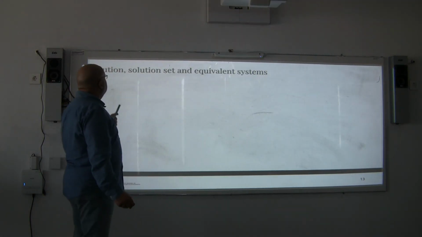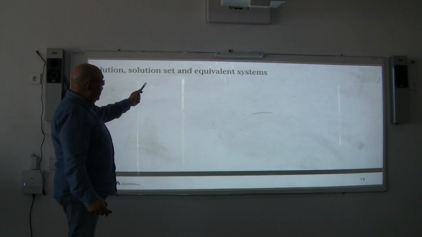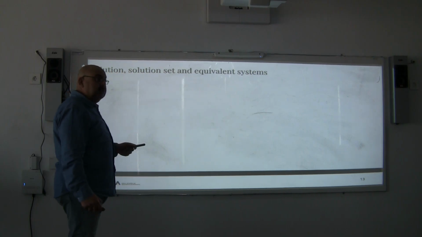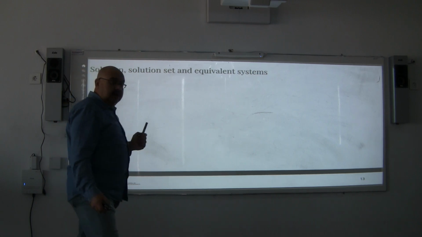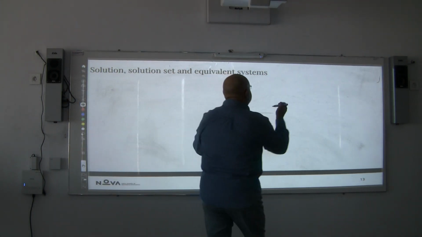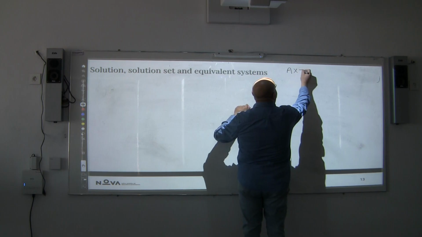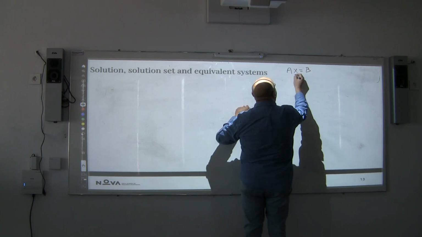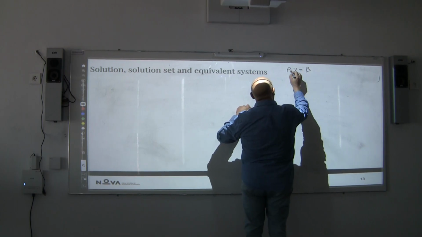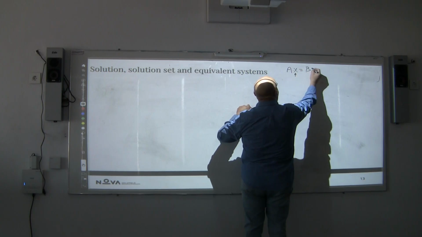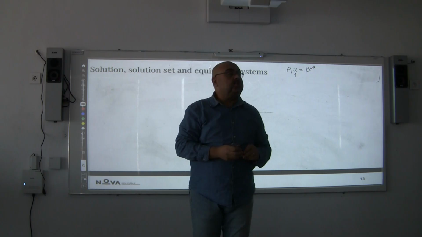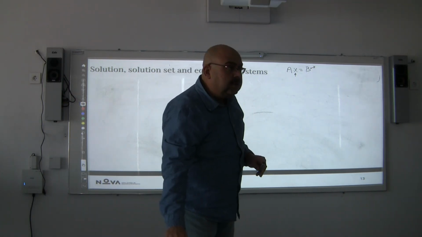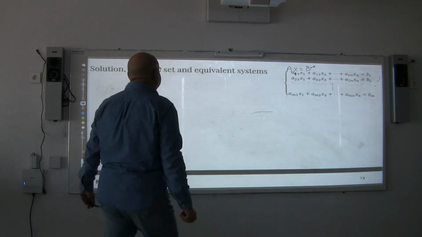Okay, very good. Solution set and equivalent systems. What's the meaning of a solution set? For the previous setting, if I have Ax equal b, the values of x that, once you multiply them together, will give you the result b. That's called the solution set. That's the solution column.